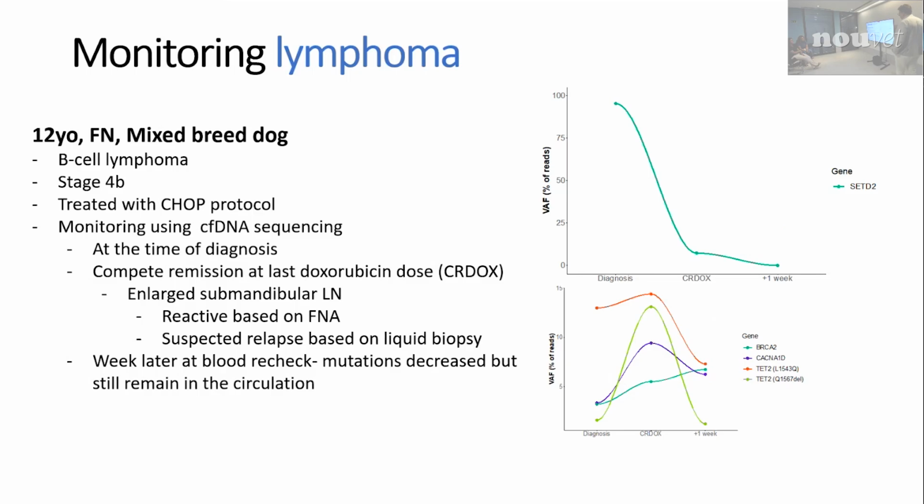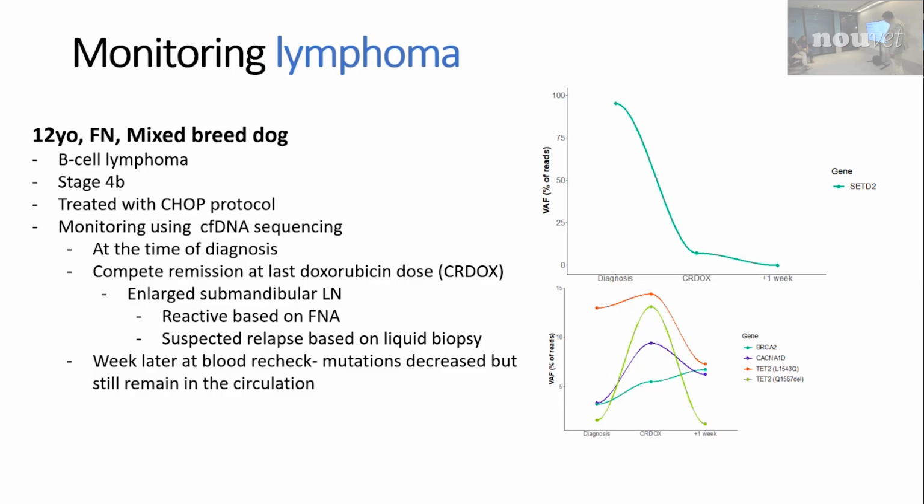And then again, lymphoma. This is a B-cell lymphoma, stage 4B, again treated with CHOP. At the time of diagnosis, we found certain mutations. Then at the last doxorubicin dose, the dog was in complete remission, but one of the lymph nodes, a submandibular lymph node, was enlarged. And this is always difficult to think about what to do next, right? Especially when your pathologist tells you, oh, this is probably reactive. It's nothing really important.